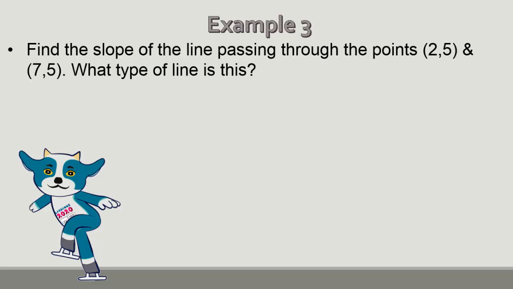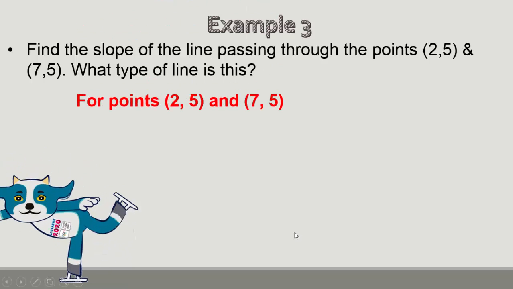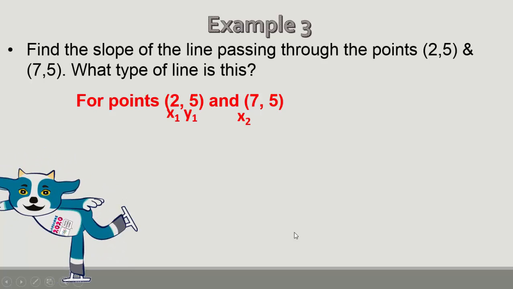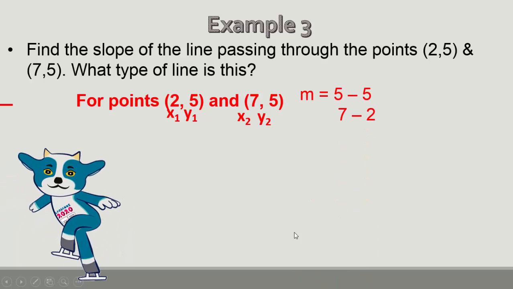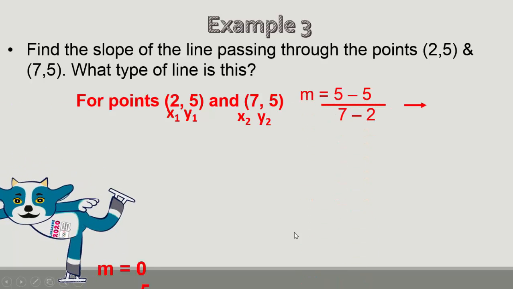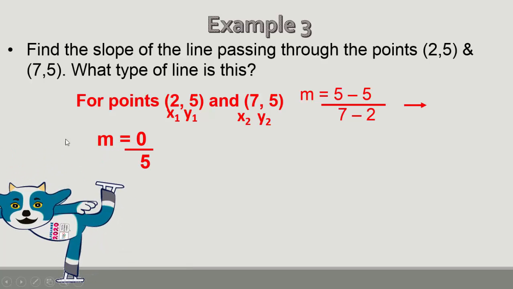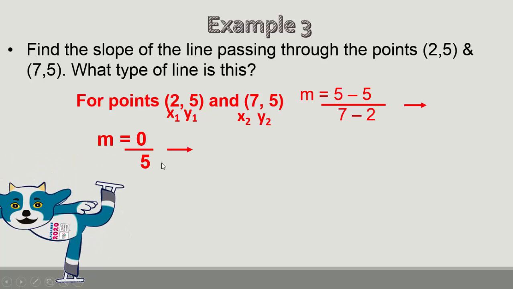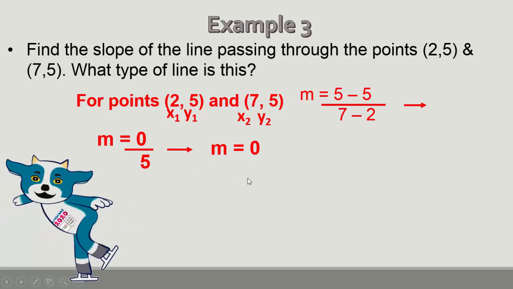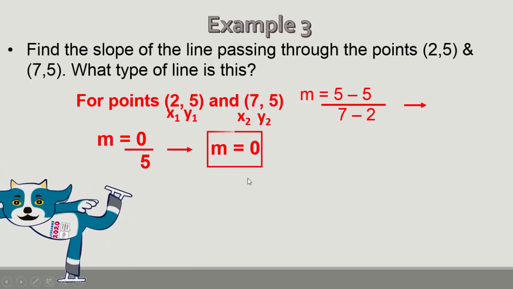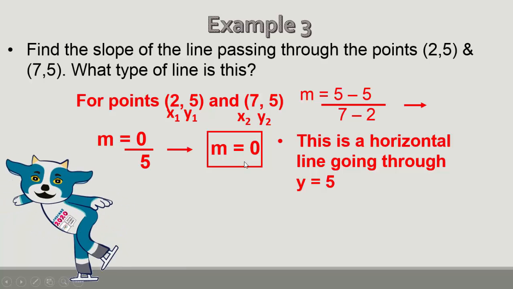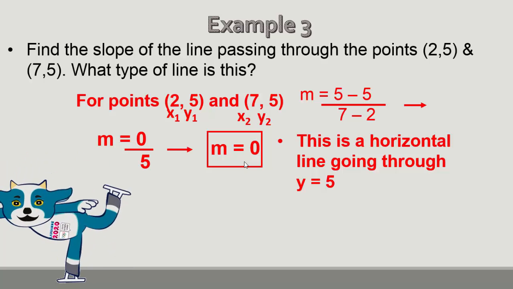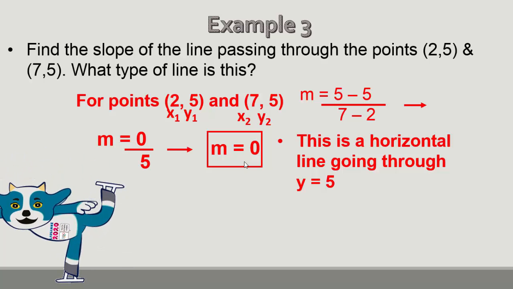Reviewing what we did on the whiteboard, we found that for the points 2, 5 and 7, 5, we labeled them x1, y1, and x2, y2. We found the slope using our slope formula, and we got the slope 0 over 5. But because 0 over 5 is equal to 0, this means that the slope is 0. So because the slope was equal to 0, this is a horizontal line going through y is equal to 5.